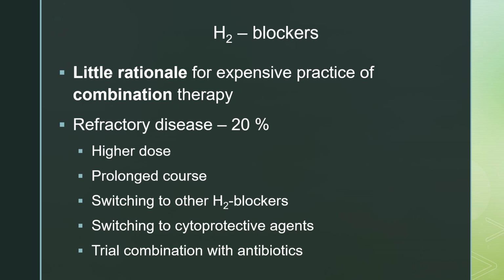Regarding combination therapy, because it is expensive, we do not recommend it much. But in cases of refractory disease, which occurs in 20% of cases, you might need higher doses, a prolonged course, and you can switch to other H2 blockers. You can even try switching to cytoprotective agents, or you can try combining it with antibiotics.